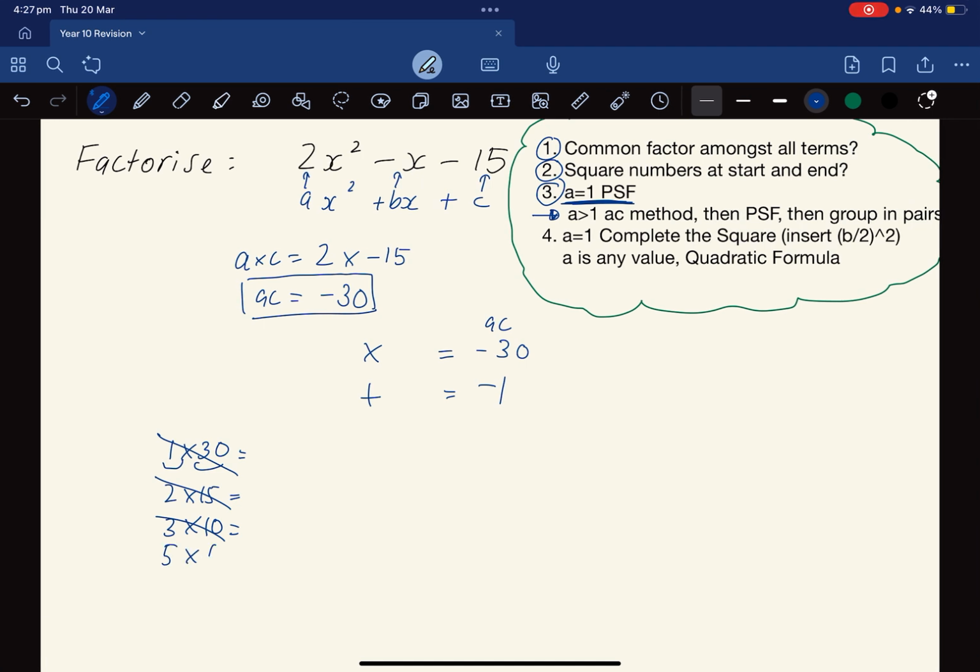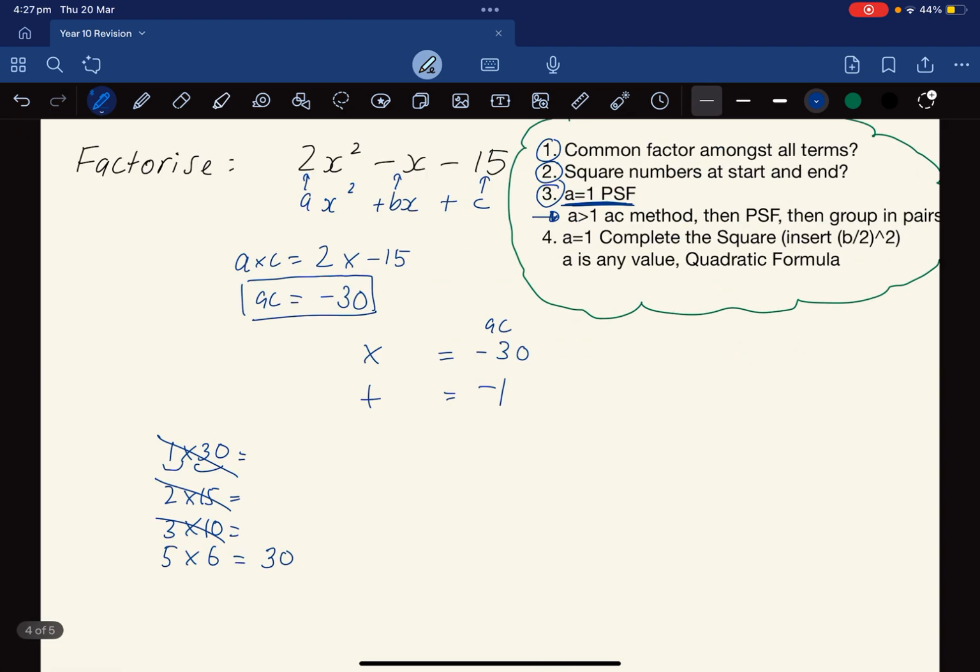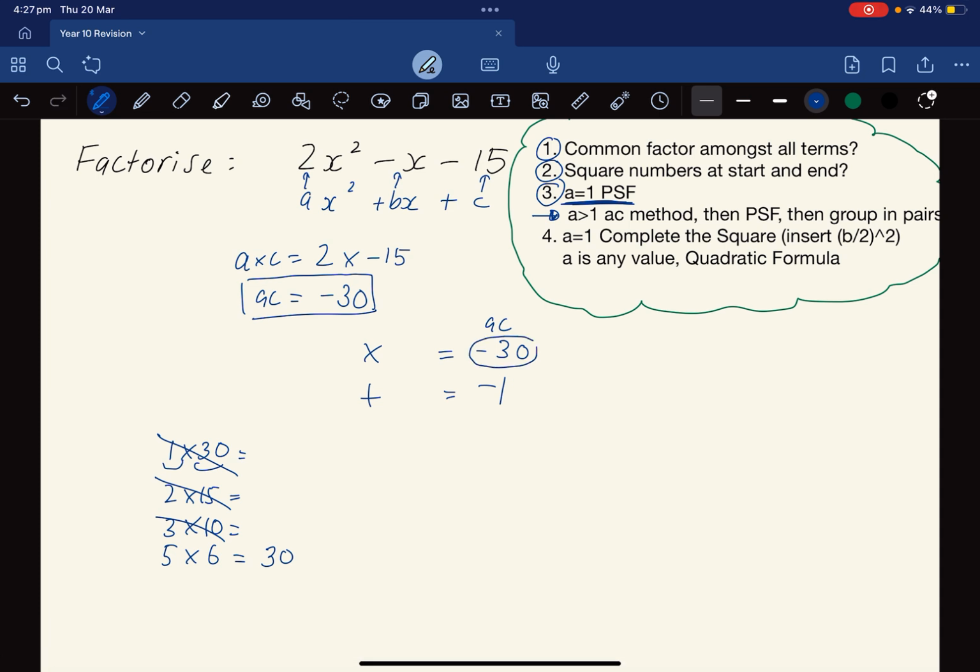5 times 6 is 30. That's looking like if I add or subtract these numbers, that can get me in the vicinity of -1. So let's try it. 5 times 6 is 30, but we actually need -30. AC is -30. So one of these numbers has to be negative. So let's just try it out first. I'm going to make 5 negative. So -5 plus 6 gets me +1, sadly. If you do that in your calculator, get it into the positives.